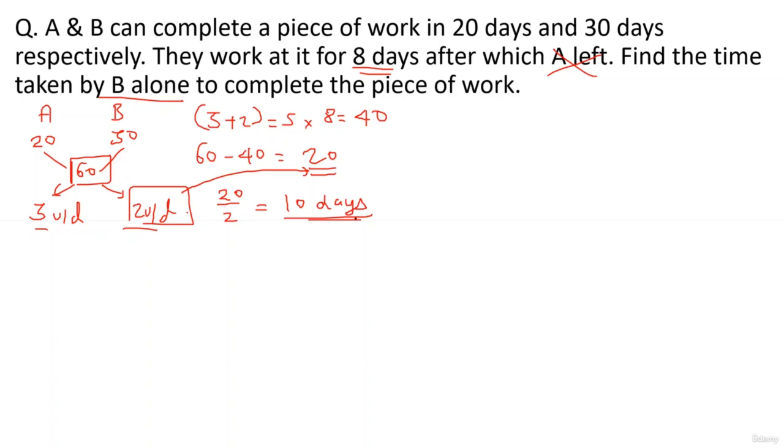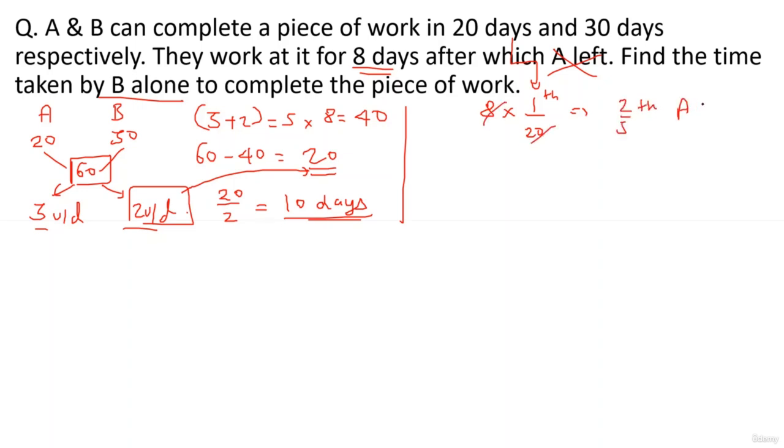We'll go on to the next approach to solve the same question. You can also use the reciprocal or the unitary method to solve the same question. See, it is given that they worked for 8 days, right? After which A left. इसका मतलब A ने 8 days तक तो काम किया होगा, right? If A is working for 20 days, daily he completes 1/20th of the work. 8 days में कितना काम कर लेगा? 8 into this, right? If you solve, 4 cancel हो जाएगा, 2/5.